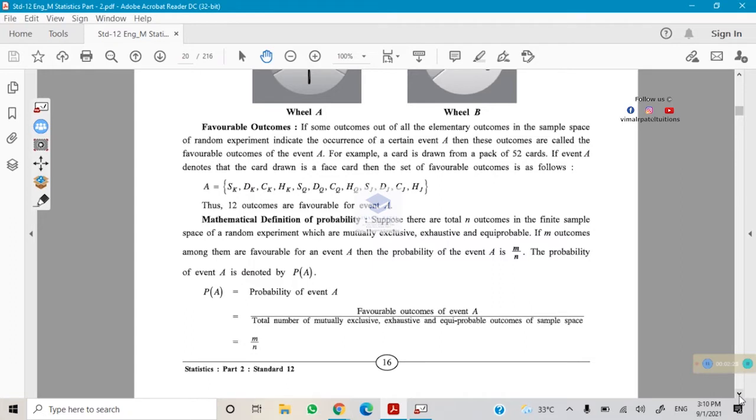If m outcomes among them are favorable for an event A, means out of n, m outcomes are favorable for occurrence of event A, then probability of happening of event A is denoted by P of A is equal to favorable outcome of event A upon total number of outcome. So that is m upon n. This is the mathematical definition of probability.